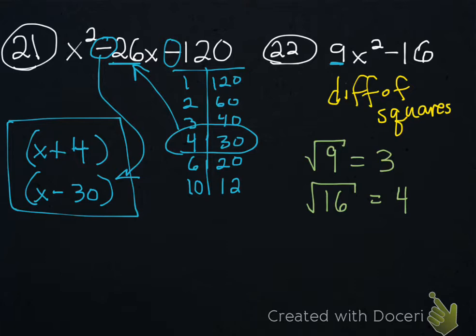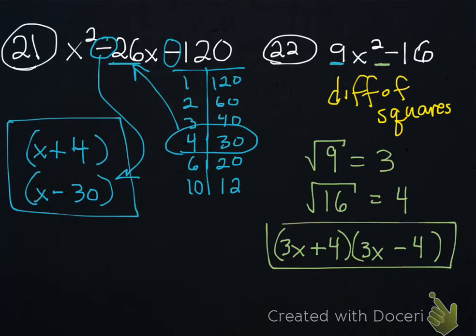So for my factors, I write my parentheses. In front, remember, there's a 9, so this becomes 3x in the front. At the end where the 16 was, I have 4s. Because the middle is a 0, they're opposite signs. So I have 3x plus 4 and 3x minus 4. This is our special case, the difference of squares, and the factored form.